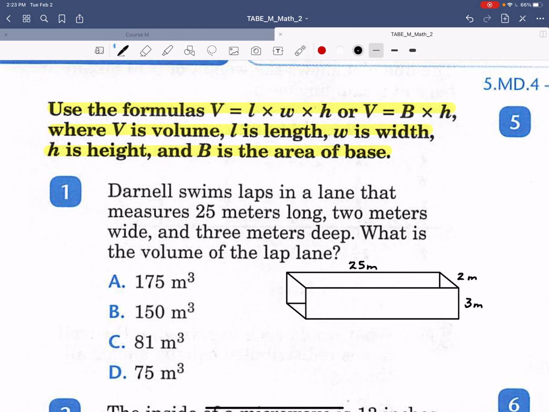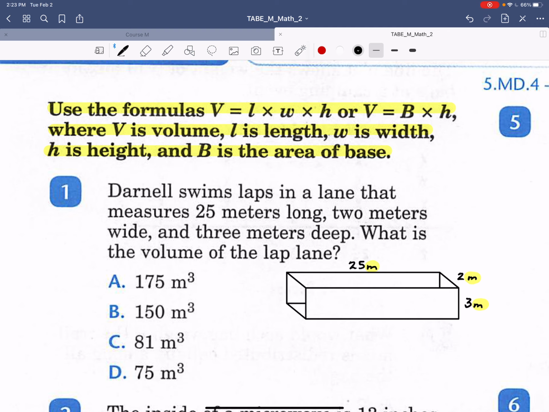Now, I wanted to draw that for you because I want you to make sure that your units match. If they don't, we have to convert them. So you've got meters, meters, and meters. The answers are in meters, so this one's good to go. We're ready to do our formula.